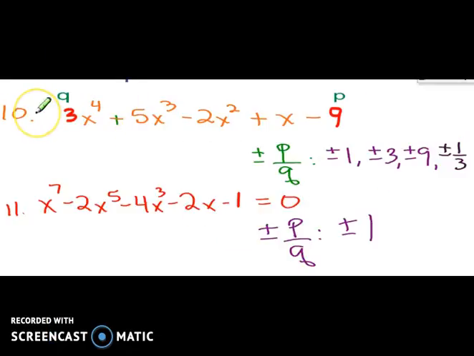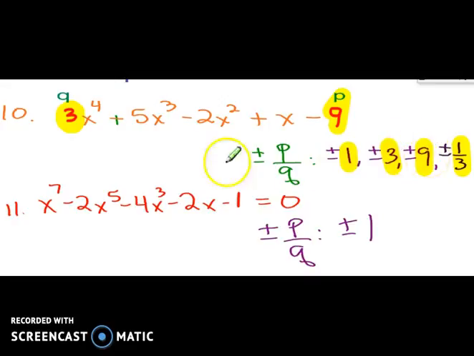In problem number 10, I'm going to list all the possible roots. So I'm going to take my last term, I'm going to call it p, which is 9. So all the factors of 9: 1 times 9 is 9. 3 times 3 is 9. Make sure you do all the plus and minuses. And then I'm going to take them all, divide by q. Q here is 3. So 1 divided by 3 is 1/3. 3 divided by 3 is 1. It's already listed. 9 divided by 3 is 3.